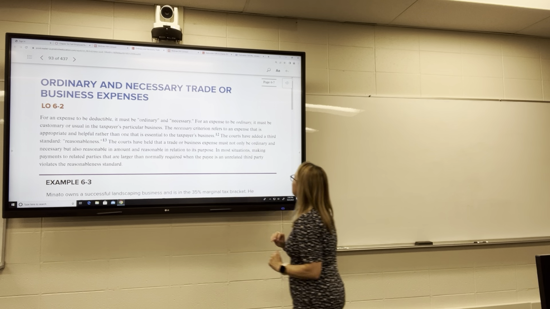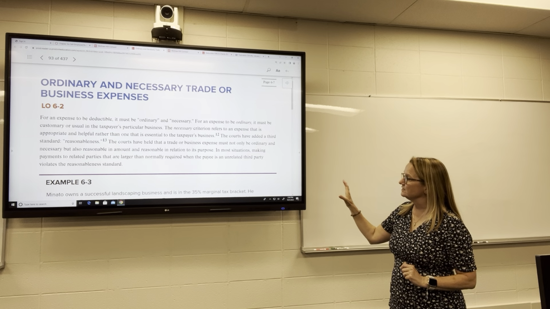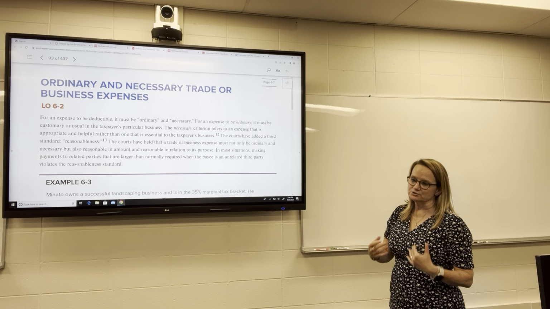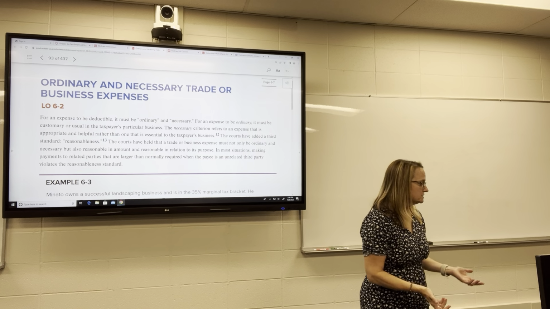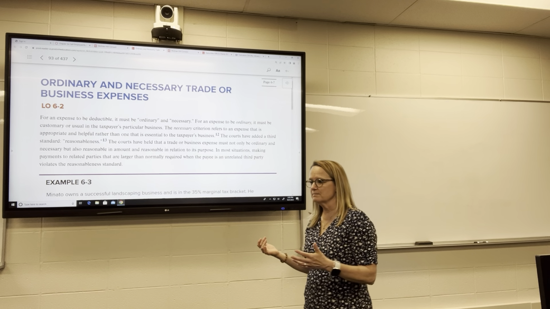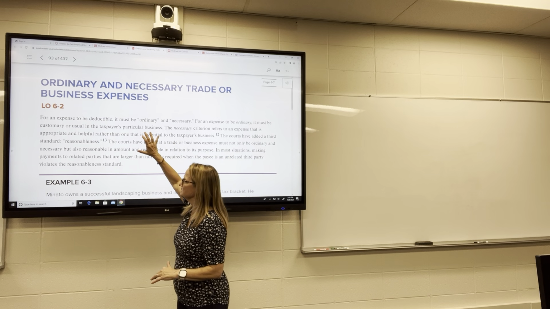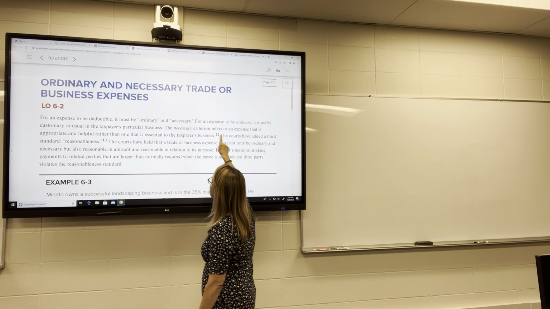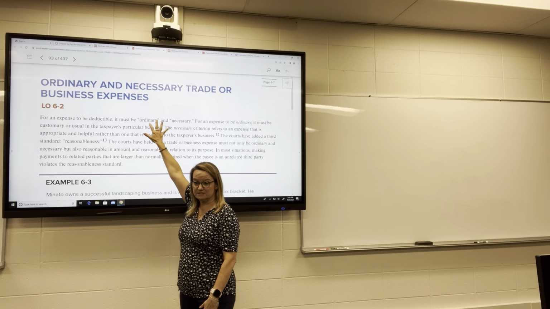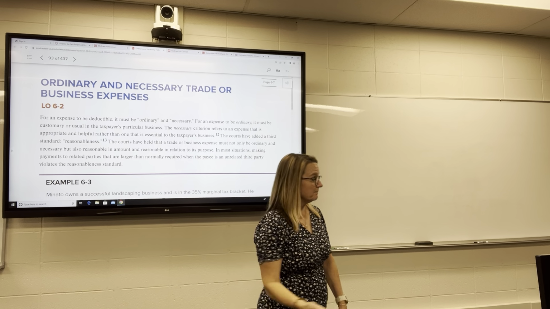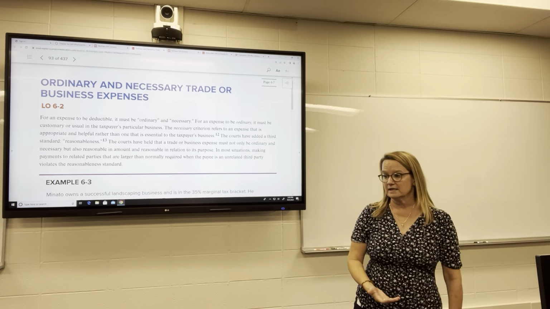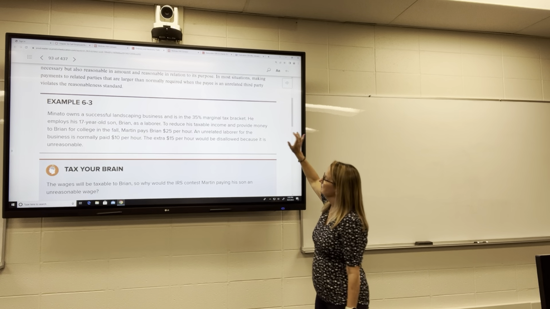Okay, so then we got this third standard that came through the courts, and it's reasonableness. Meaning, when I say it came through the courts, it means that there was a court case where maybe the taxpayer met these guidelines of a business of expenses being ordinary and necessary, but they were unreasonable in amount. So the court came in and said it also has to be reasonable in amount. So here's an example of that.